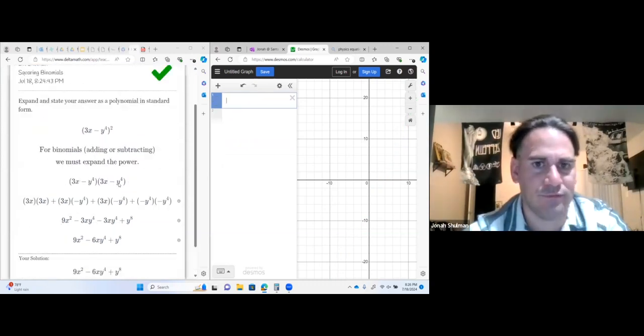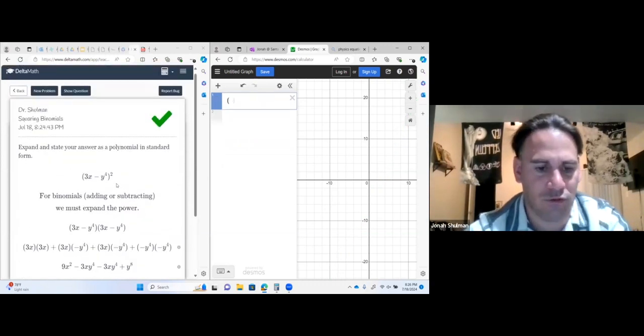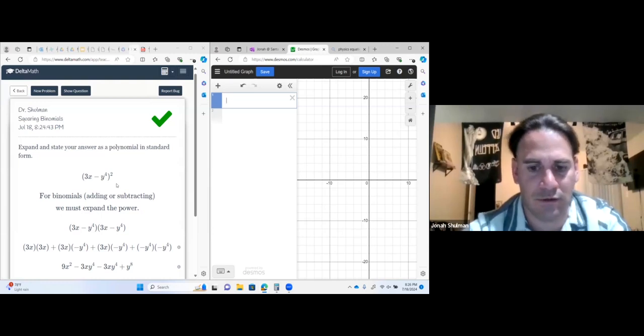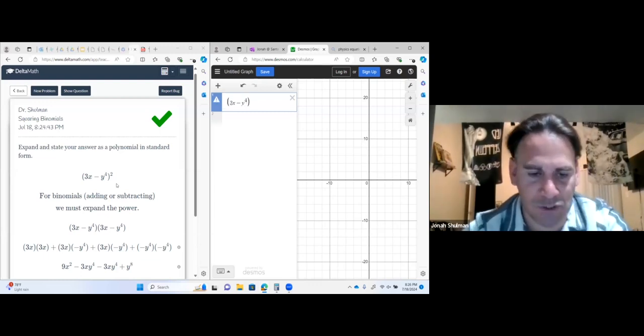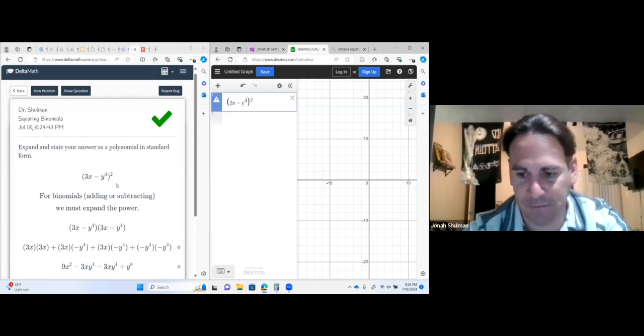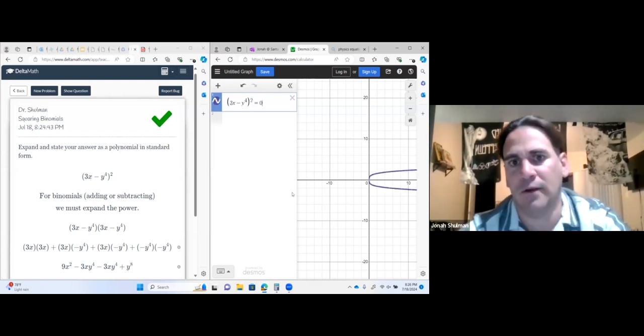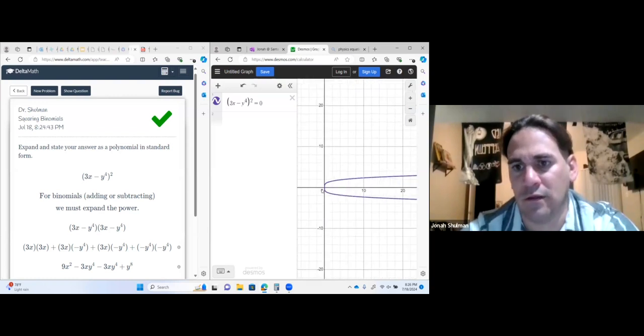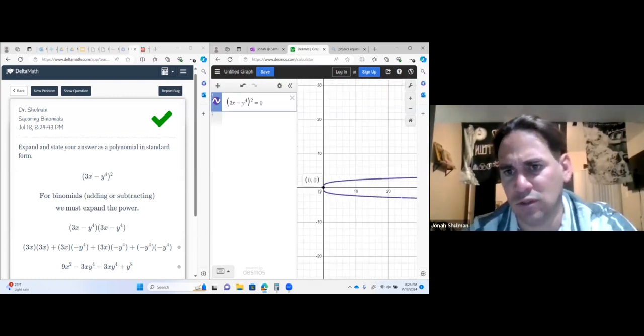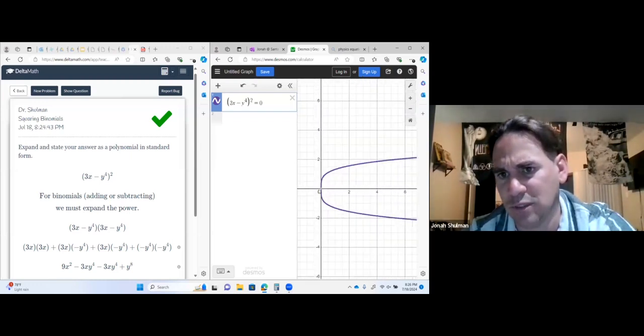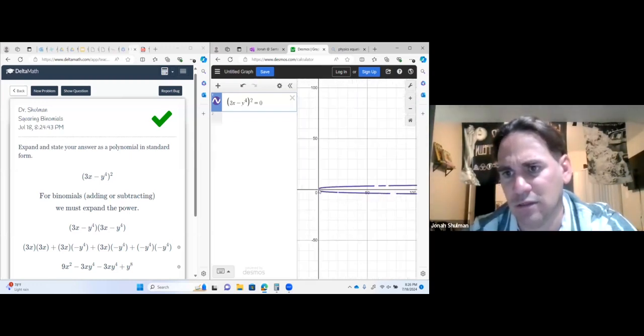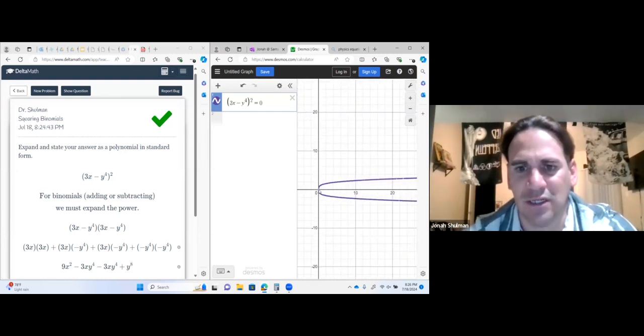So we have 3x, right? Minus y to the fourth. This whole thing is going to be squared, and we have to set it equal to 0 to get something. There it is. Now, all of these pieces right here are wobble, wobble, wobble. The more you zoom in, the more you'll see it, but it looks just crazy, right? But that's what it is. I know it's wild, right?